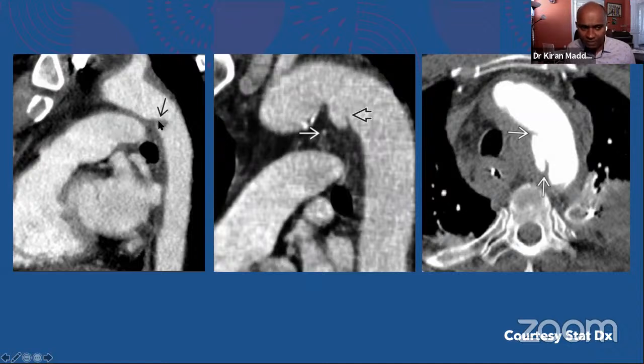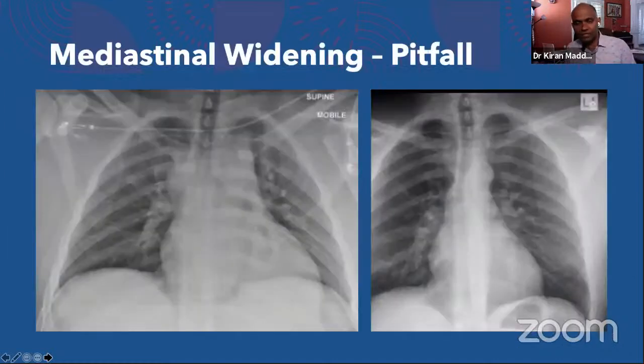That is a flap, a dissection flap there. And in this patient, distal to the ligamentum arteriosum, you can see an outpouching next to the dissection flap. This is a pseudoaneurysm. This is the axial image of a pseudoaneurysm, but more importantly, you have to look at the mediastinal hematoma. These are what the patient's prognosis will depend on.